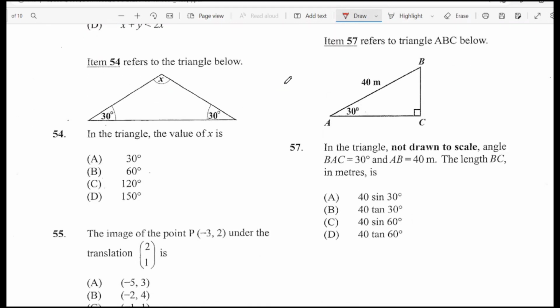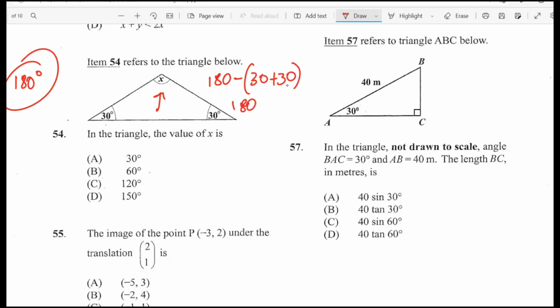The item 54 refers to the triangle below. In the triangle, the value of X is, so we're saying here, the value of X. The total angle in a triangle is 180 degrees. We want to remember that. So therefore, that third angle that I want to find has to be 180 minus the sum of these two angles. So 180 minus 60 will give us 120 degrees. So this is 120 degrees right here.